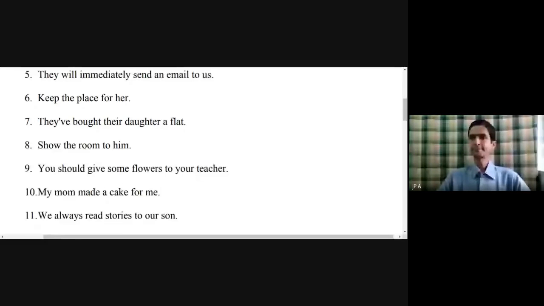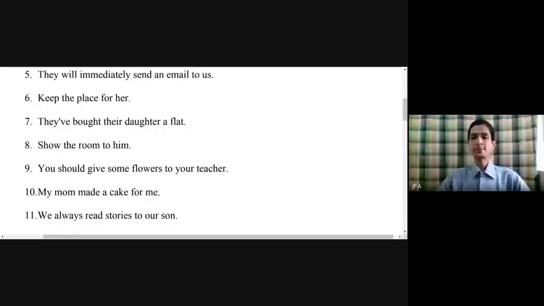We always read stories to our son. Read is the verb. So we ask questions to the verb. Read what? The direct object is the answer. Yes. Read stories. So stories is the direct object.